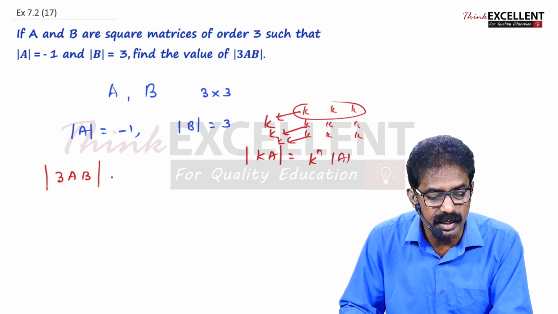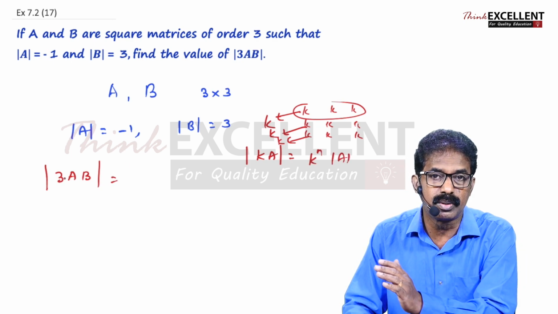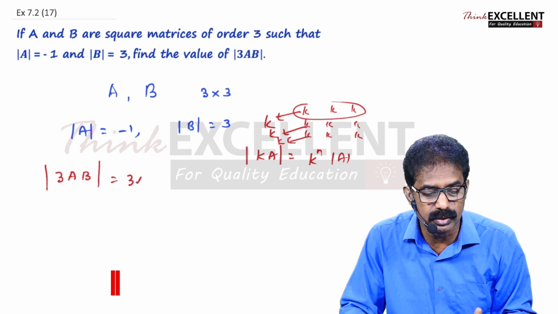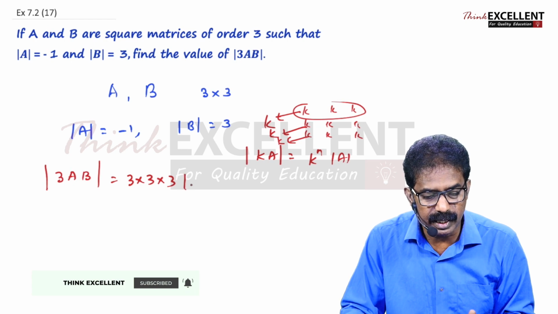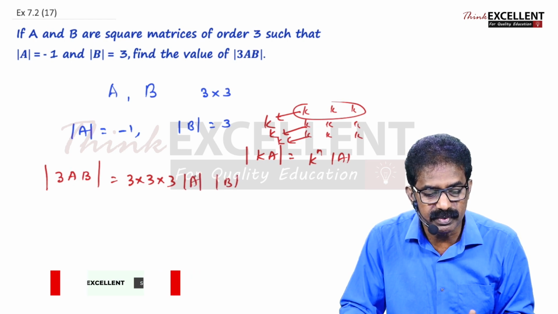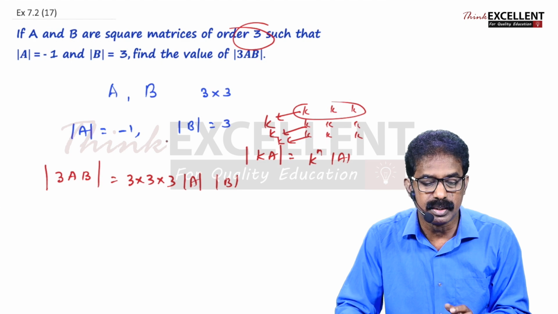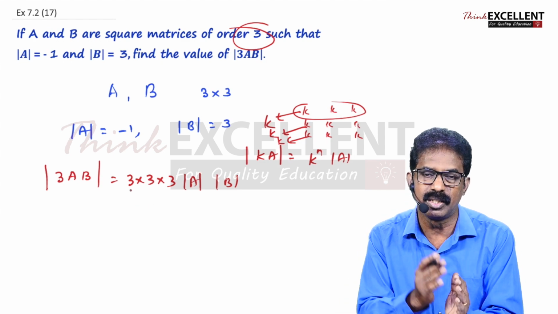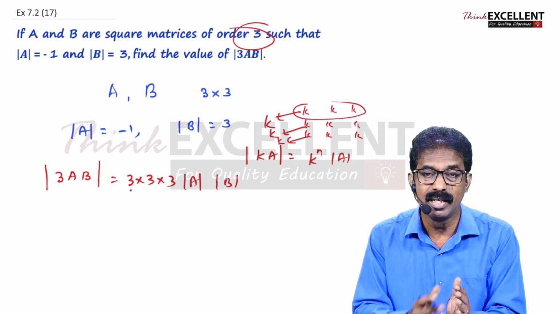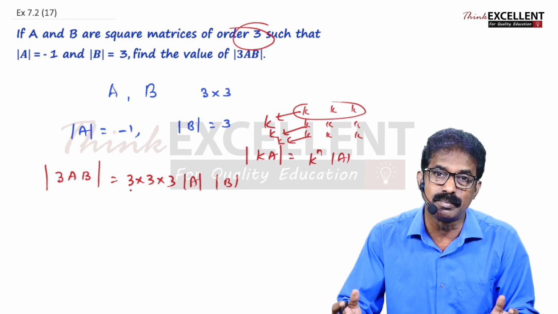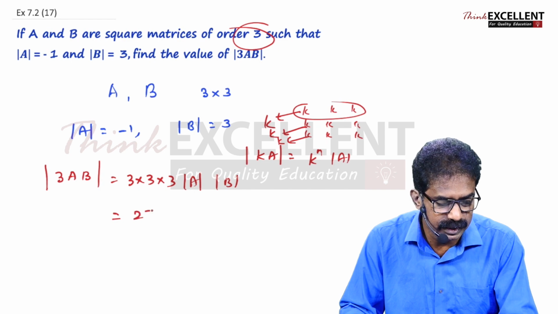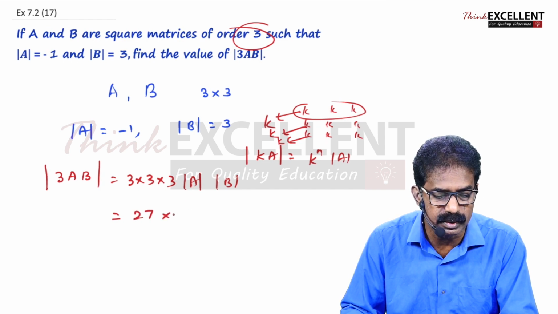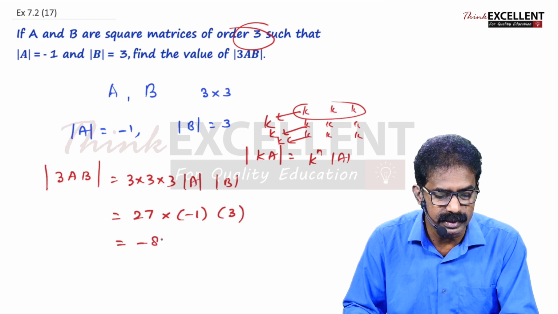Here the order is 3. So 3 can be taken out from all the rows. So 3 into 3 into 3. Then determinant A, determinant B. If the order is 2, then only 2 times you write 3 into 3. If the order is N, 3 into 3 into 3, like N times. So that is 3 raised to N you have to write. So this is 27 into determinant A, which is minus 1, determinant B is 3. So your answer is minus 81.